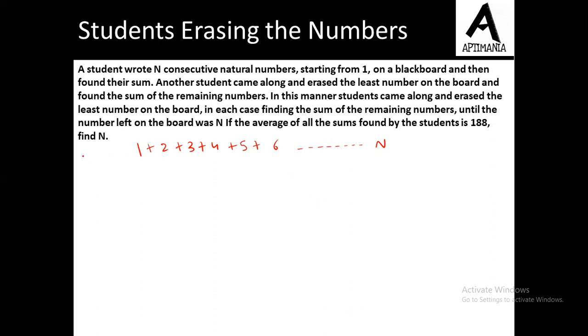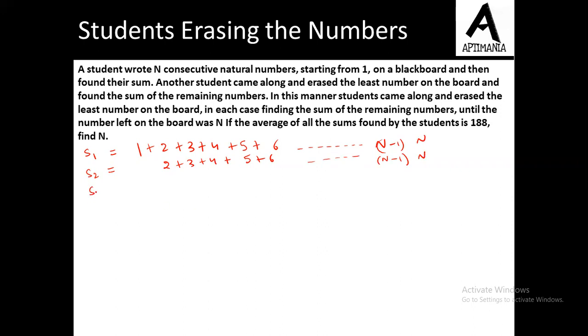Now this is the sum found by the first student. I am denoting it by S1. The sum found by the second student would be, he must have erased 1 because this is the least number on the board, right? So he must have found the sum of 2 plus 3 plus 4 plus 5 and so on till n minus 1 and the last term is n.